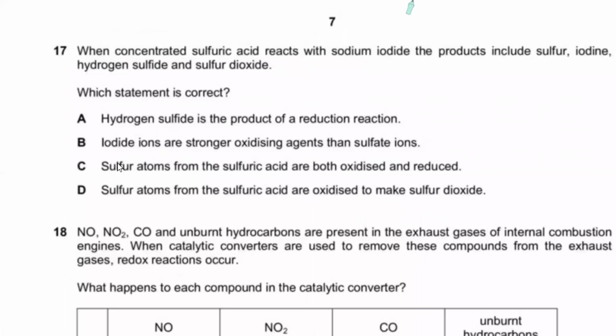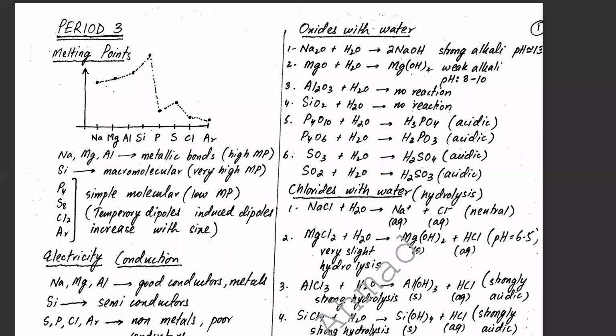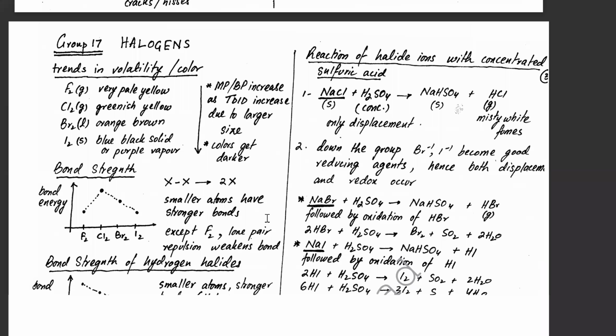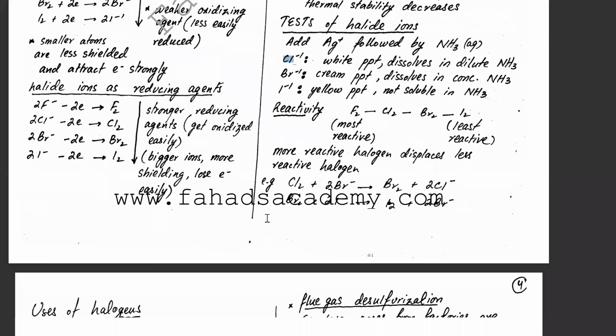The next question, again, is about when concentrated sulfuric acid reacts with sodium iodide, the product includes sulfur, iodine, hydrogen sulfide and sulfur dioxide. Which statement is correct? Now, this particular reaction, I'll go through the notes again, and this is about group 17 again. So if I go through the notes, group 17, remember one thing about this.